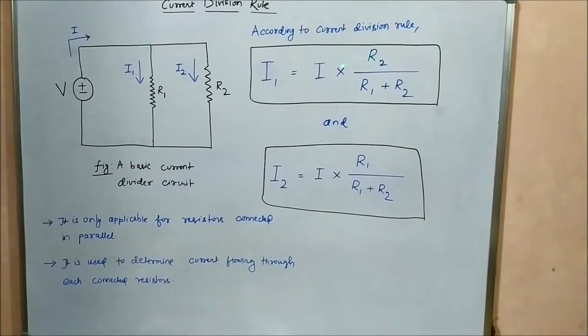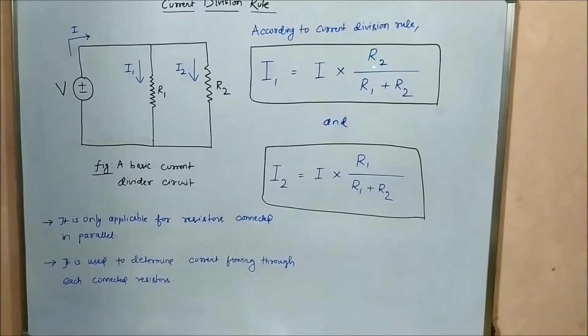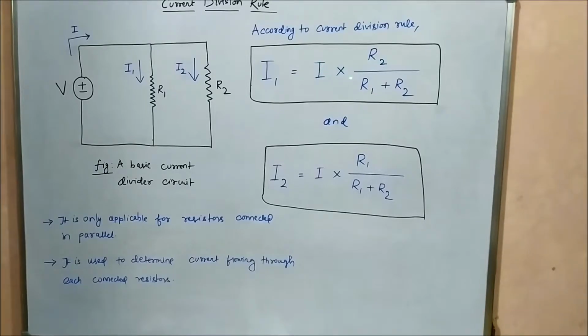But here there is a high chance of making a mistake. Most of the students multiply I with R1 and I with R2 while determining I1 and I2, but it is a mistake. While determining I1 the numerator will have R2, and while determining I2 the numerator will have R1. Most students write I1 as I into R1 by R1 plus R2, and I2 as I into R2 by R1 plus R2. It is wrong.